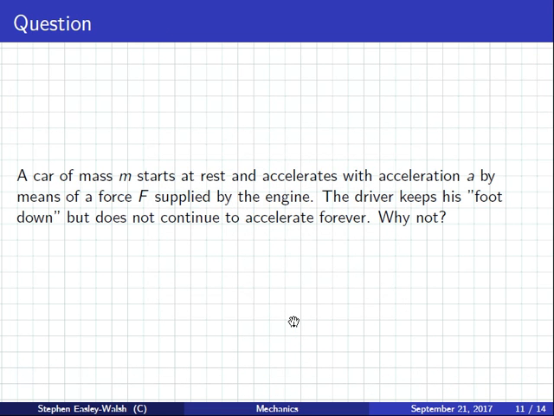Right, so this is a question we'll answer together. A car of mass M starts at rest and accelerates with acceleration A by means of a force, which comes from the engine, of course. The driver keeps his foot on the pedal, but he doesn't continue to accelerate forever. Why not? Well, we already talked about this, so what's happening here? He's reached the terminal velocity. The drag has equaled the thrust then. Okay, so.